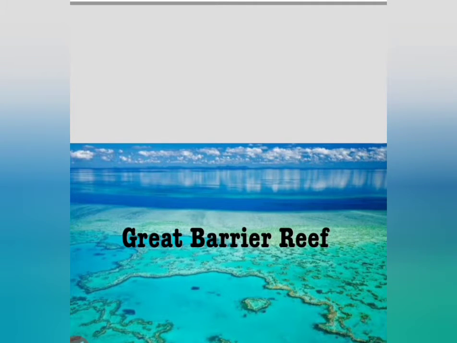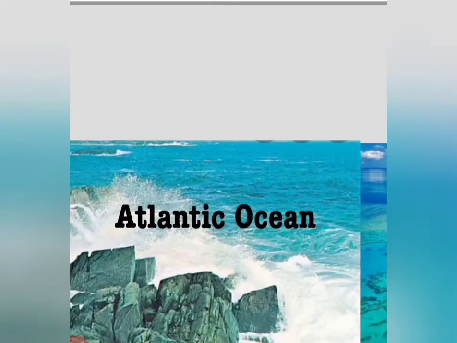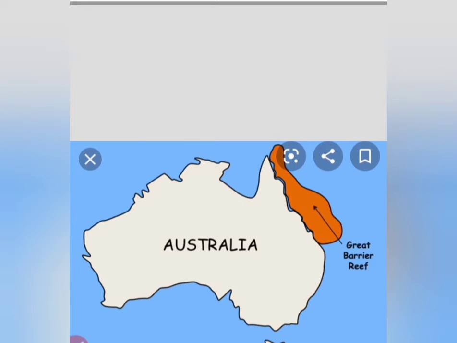Now the next picture is the Great Barrier Reef. So students, this is a satellite photograph of the Great Barrier Reef situated off the northeastern coast of Australia, stretching for 1429 miles over an area of approximately 133,000 square miles. The Great Barrier Reef is the largest coral reef system in the world. This is Australia, and Australia is famous for the Great Barrier Reef.